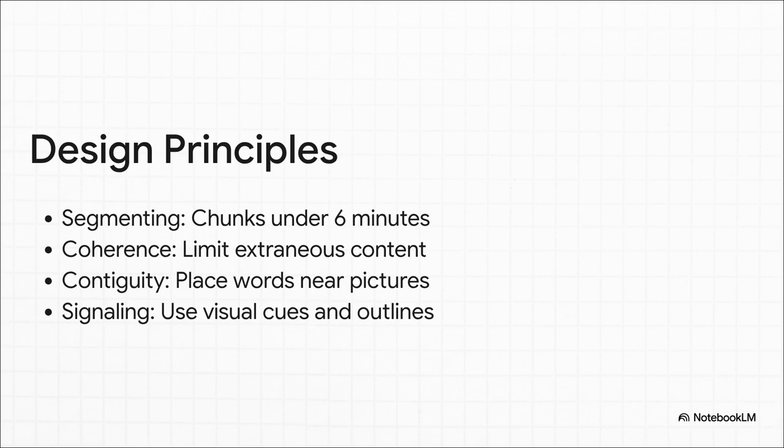Segmenting means breaking dense material into chunks well under that 6-minute mark. Coherence strips out any fluffy, useless graphics or text. Contiguity ensures we place words directly next to the pictures they describe, so your eyes aren't playing ping pong across the screen. And signaling uses visual cues and outlines to guide your attention. And I have to point out, we're actually using these exact techniques on you right now in this very explainer.